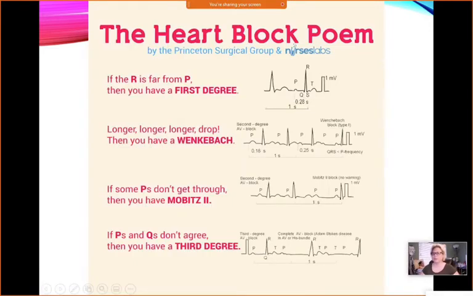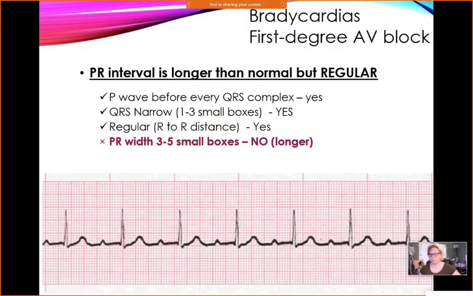All right, the heart blocks. Again, if you do not get this right away, do not stress. They won't be on the test, but I am going to show them to you. I love this poem. It has helped me for many years through ACLS tests. If the R is far from P, you have a first degree. Longer than longer than you drop, then you have a Wenckebach. Some P's don't get through, you have a Mobitz 2. So I love the rhymes, love it. But let's take a look at each one.